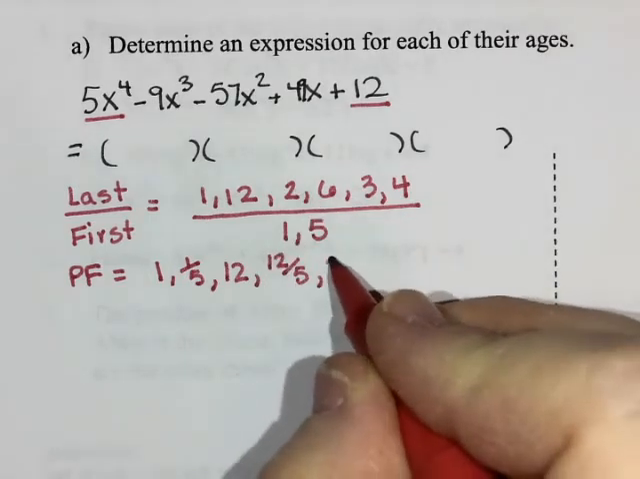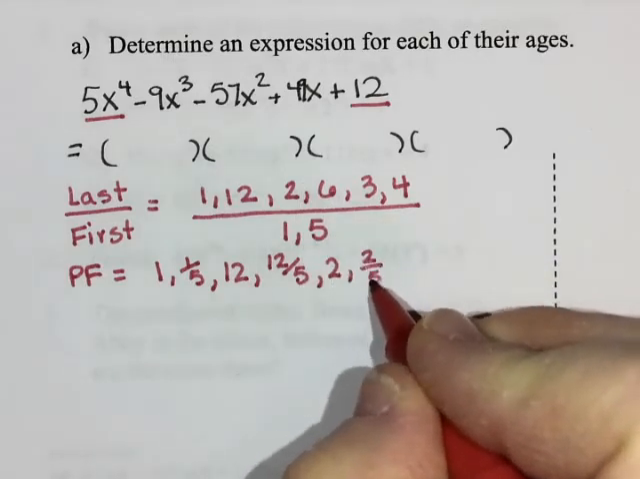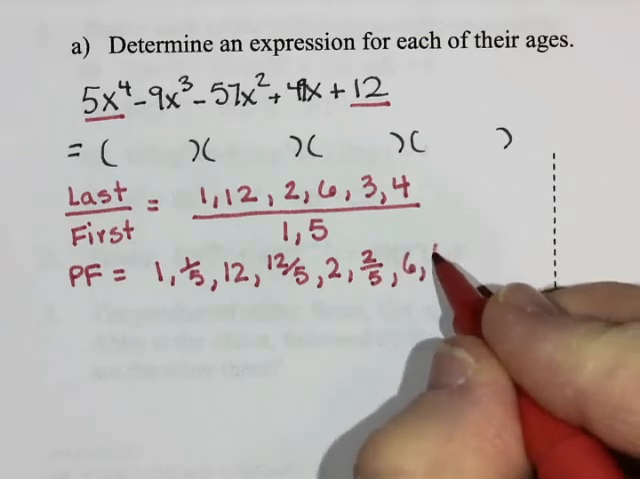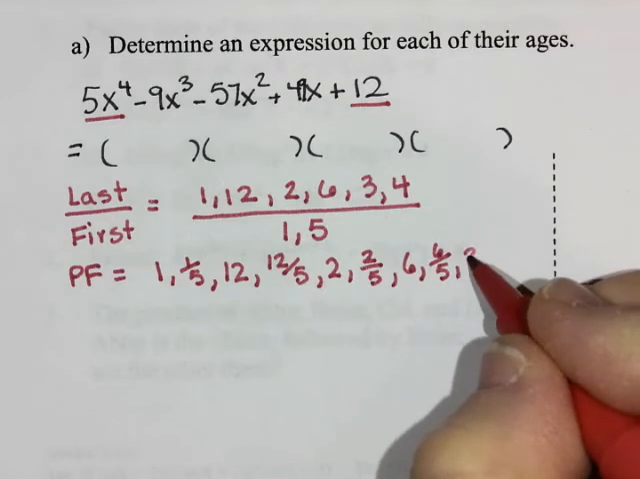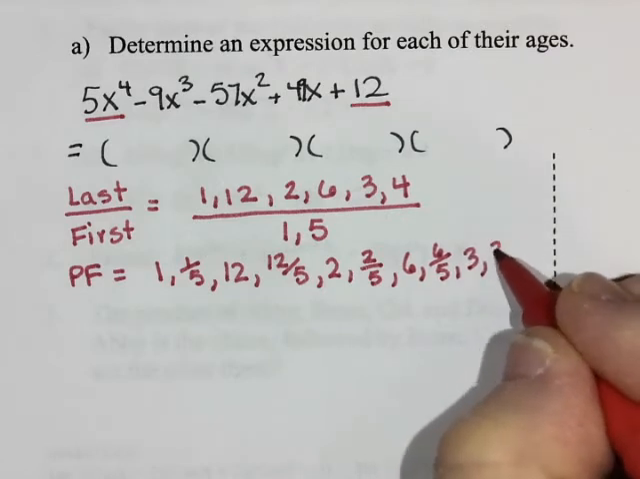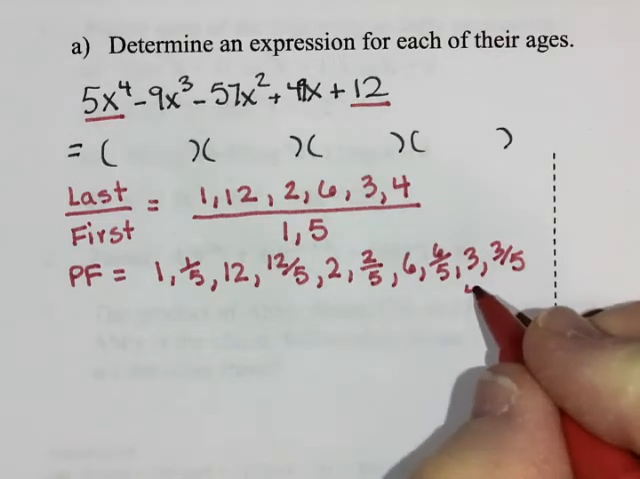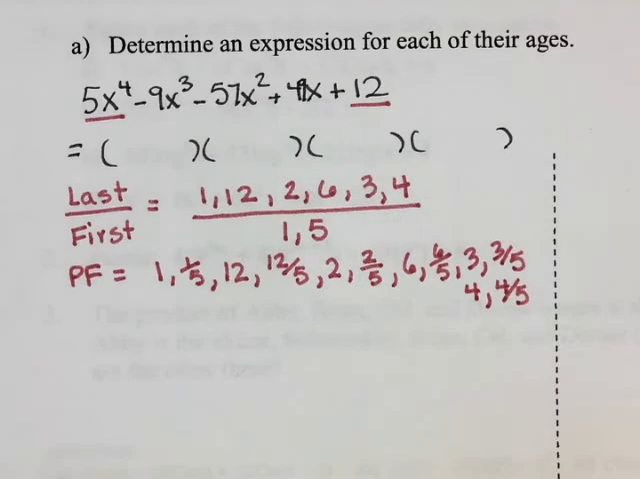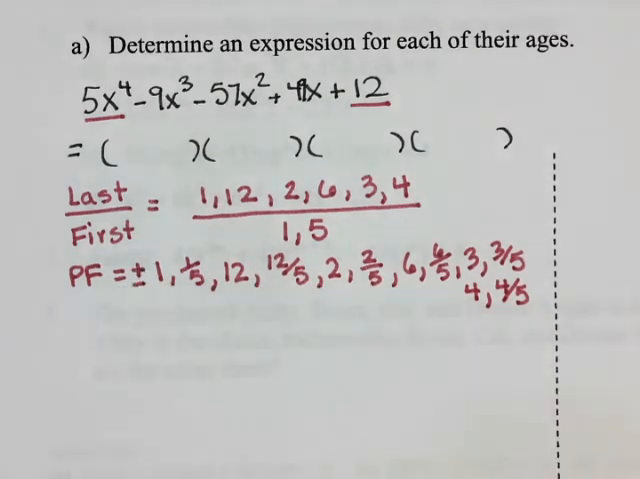2 divided by 1 is 2. 2 divided by 5 is 2/5. 6 divided by 1 is 6. 6 divided by 5 is 6/5. 3 divided by 1 is 3. 3 divided by 5 is 3/5. 4 divided by 1 is 4. And then 4 divided by 5 is 4/5. The numbers could be positive or they could be negative.